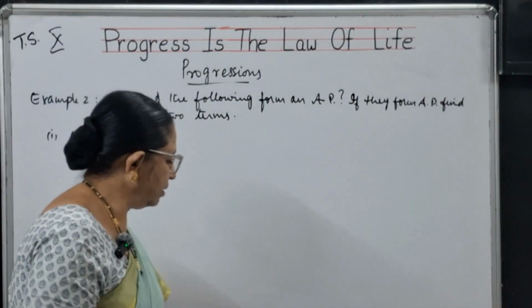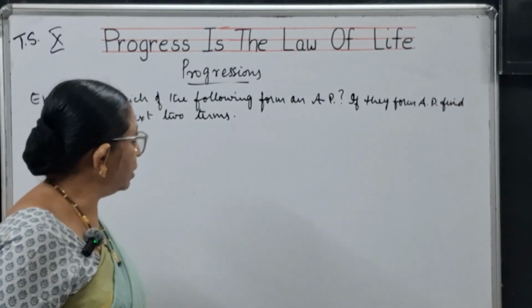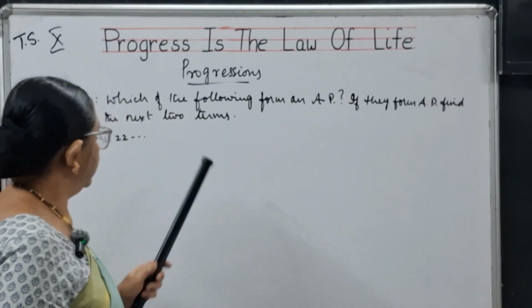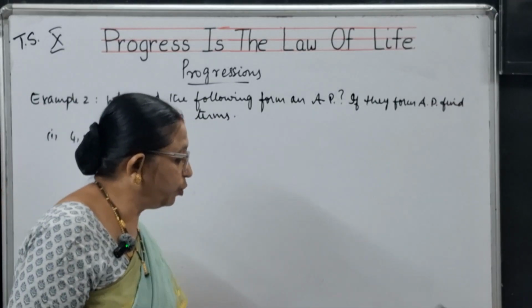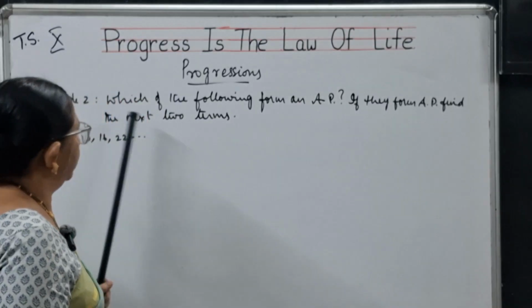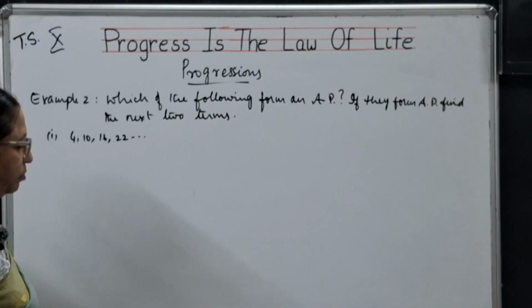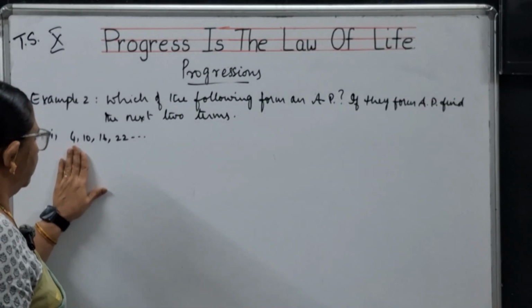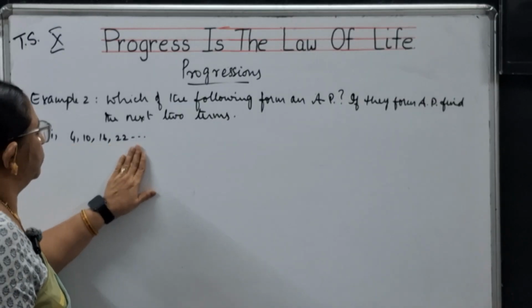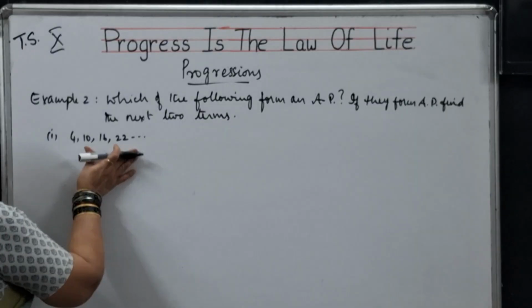Now children, the second example is, which of the following form an AP? They have given 5 parts here. Which of the following form an AP? If they form an AP, find the next two terms. So the first part I am doing: 4, 10, 16, 22, and so on. So is it in AP?